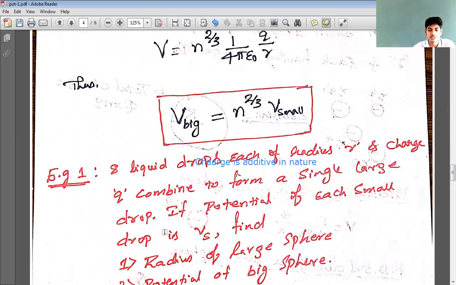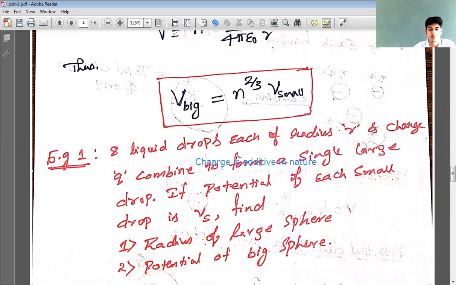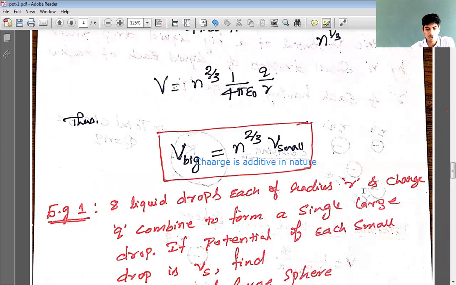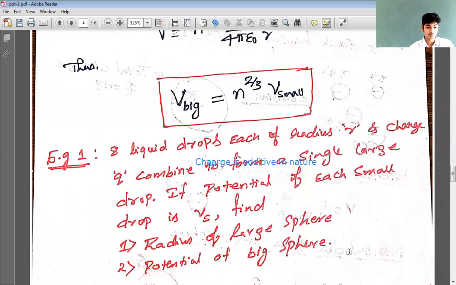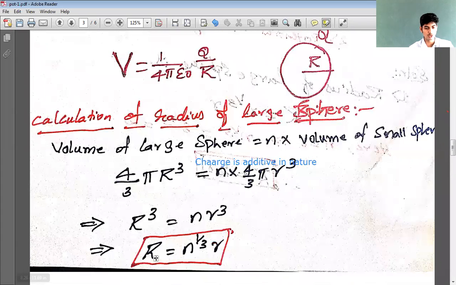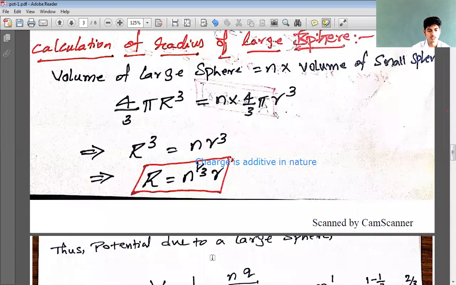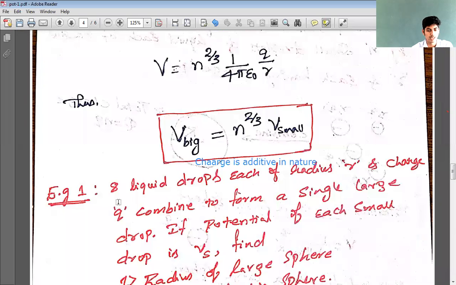If the potential of each small drop is Vs, find the radius of the large drop. Can you tell me what will be the radius of the large drop? We know the formula for the radius of a large drop: radius of large drop is n power 1 by 3 times the radius of the small sphere. What will be the radius of the large drop obtained by combining 8 small drops?